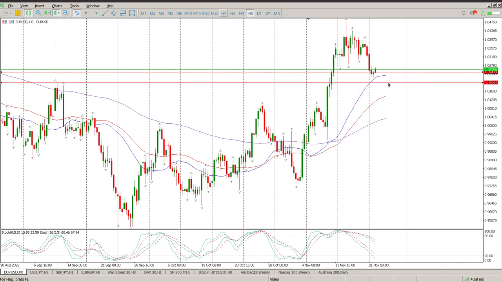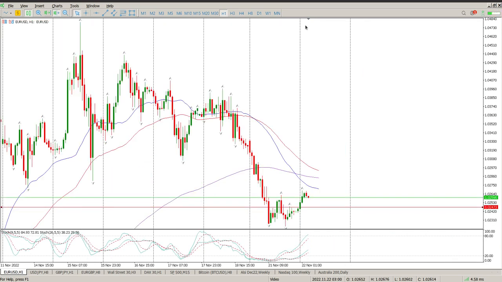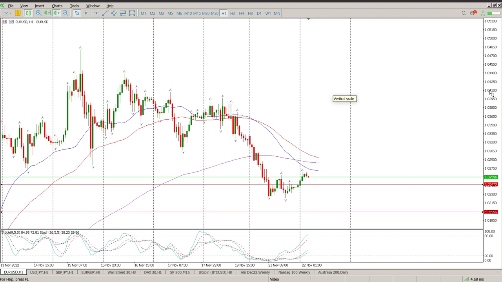The reason why I'm looking to buy is that the trend is up on the 8 hour here. Granted, on the weekly it's not, but we do have a potential trend reversal, and then we kind of switch that bias on the 1 hour.